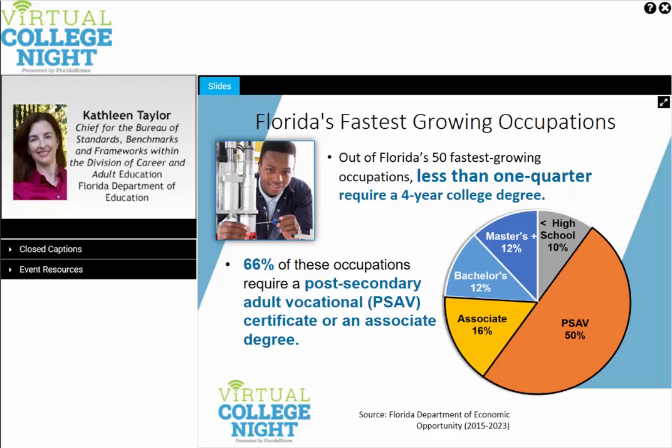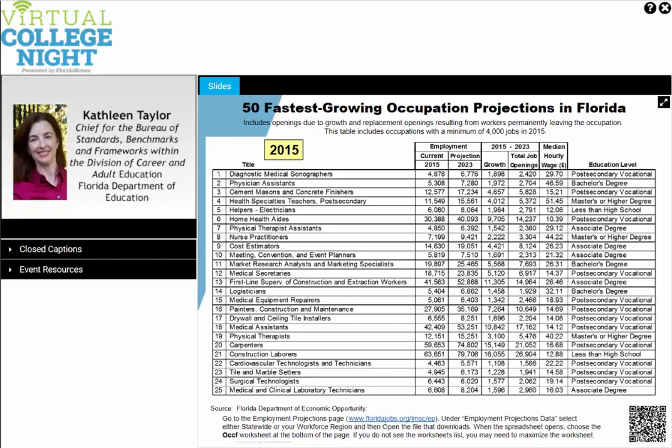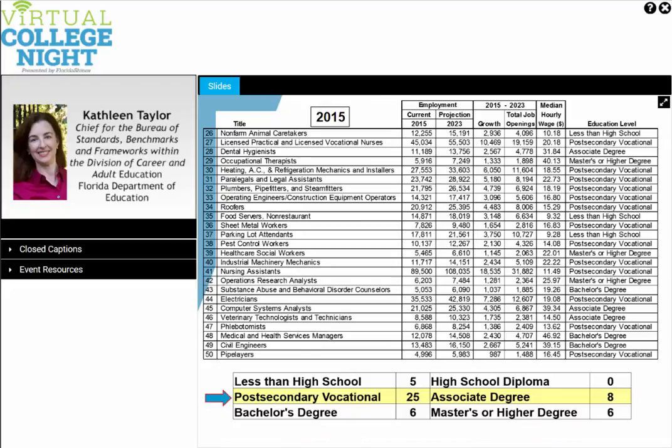And moving to the next slide, we're going to take a little deeper dive here. We've provided a snapshot of these occupations, and this information is available to you through the Labor Market Statistics Center at the Florida Department of Economic Opportunity. This chart details the projected growth through 2023, the average hourly earnings associated with these growth occupations, and the level of education necessary to become employed in this field. We'll look at the next slide as well.